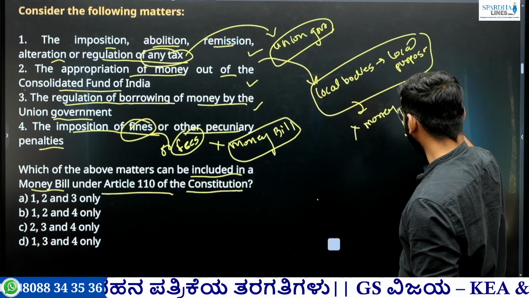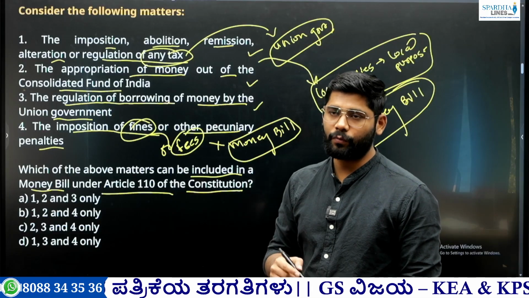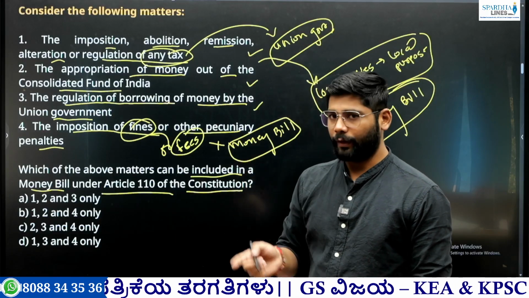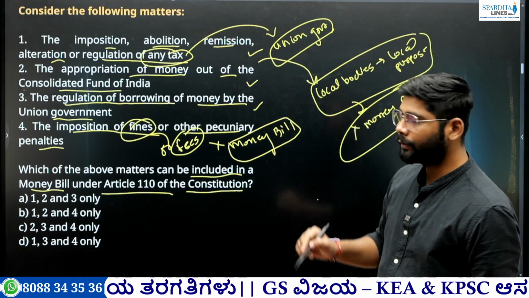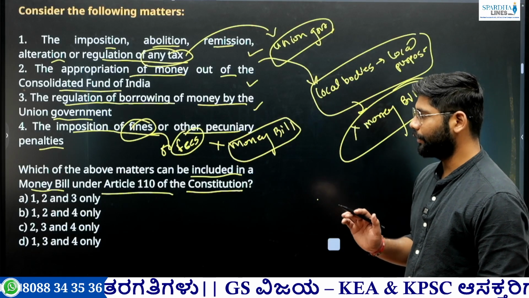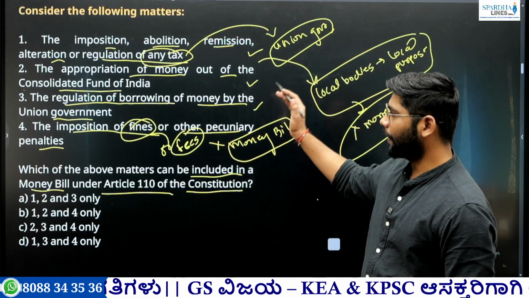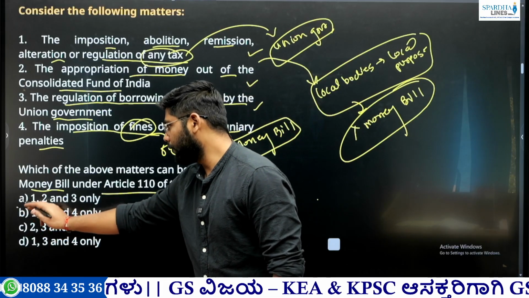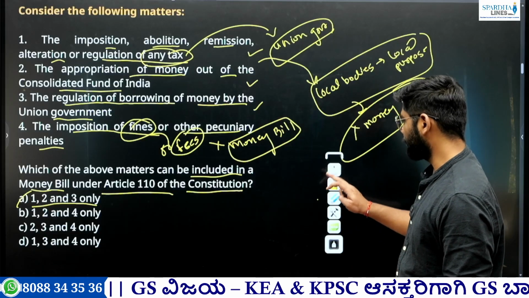So this is the one catch here: it will be called a money bill only when it deals with the imposition, remission, alteration, regulation of the taxes of the Union government, but not the taxes of the local bodies. So this is the one catch you need to understand. The fourth statement is wrong. The first three are correct, so the correct answer is A, that 1, 2, 3 are correct here only. Next we'll move towards the next question.